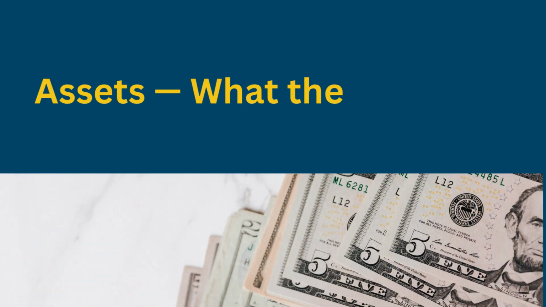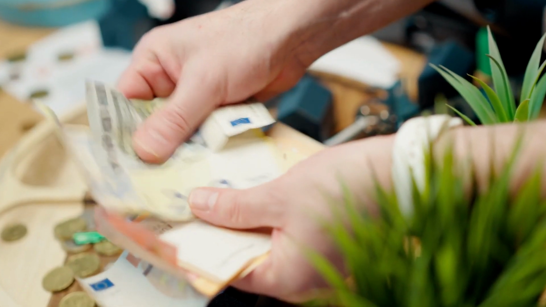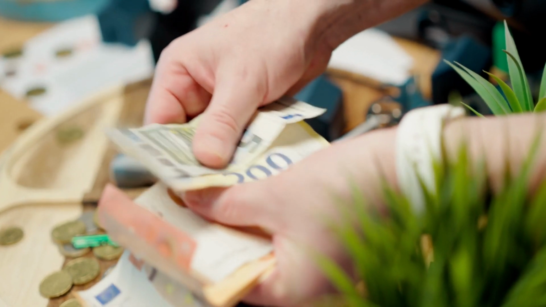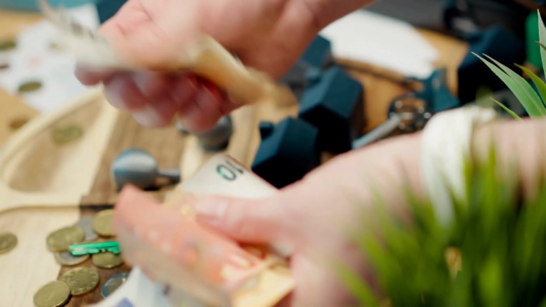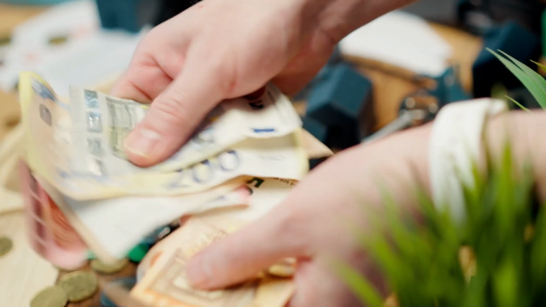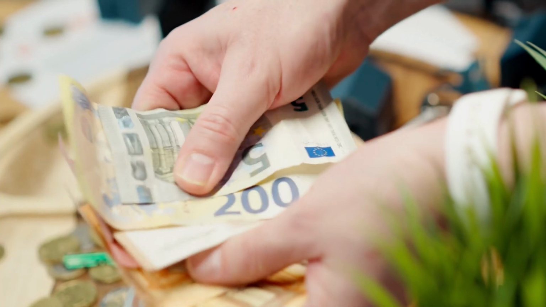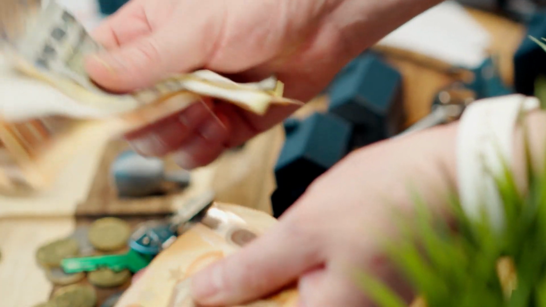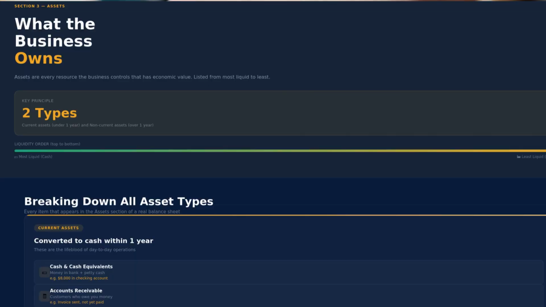Assets, what the business owns. Let's start with assets. Assets are everything the business owns. Everything that has value and belongs to the company. Assets are split into two groups. Current assets and non-current assets. Current assets are things the business expects to use or convert to cash within 1 year. The most common current assets are cash.